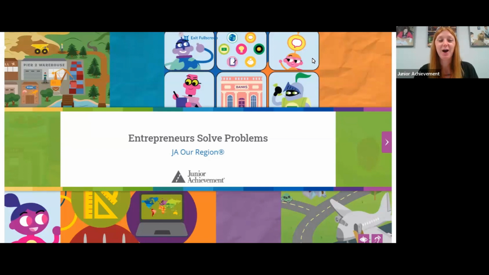Welcome to JAR Region Session 4. For today's lesson, you're going to need your volunteer guidebook, the student table tents that you should have collected back from earlier sessions. You're going to need your problem-solving bookmark and the on-screen presentation.